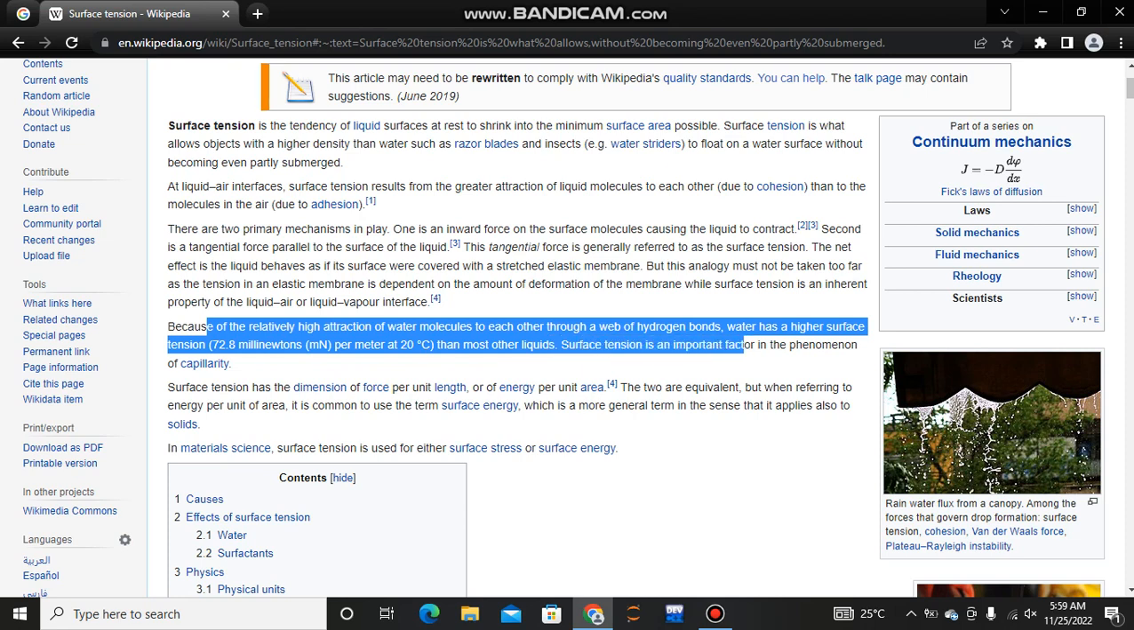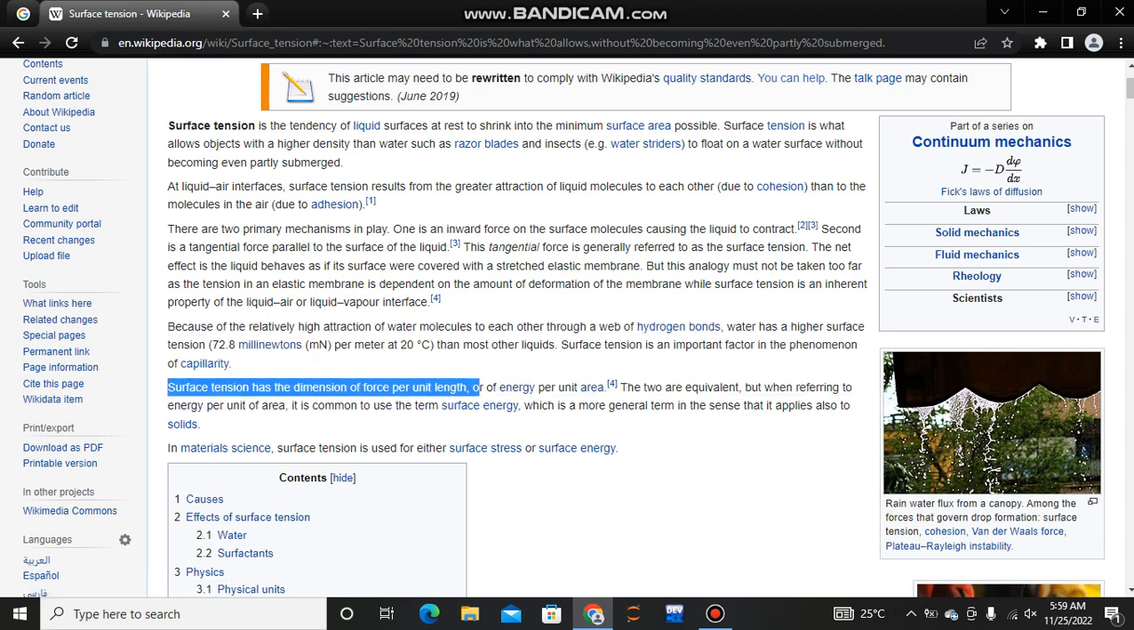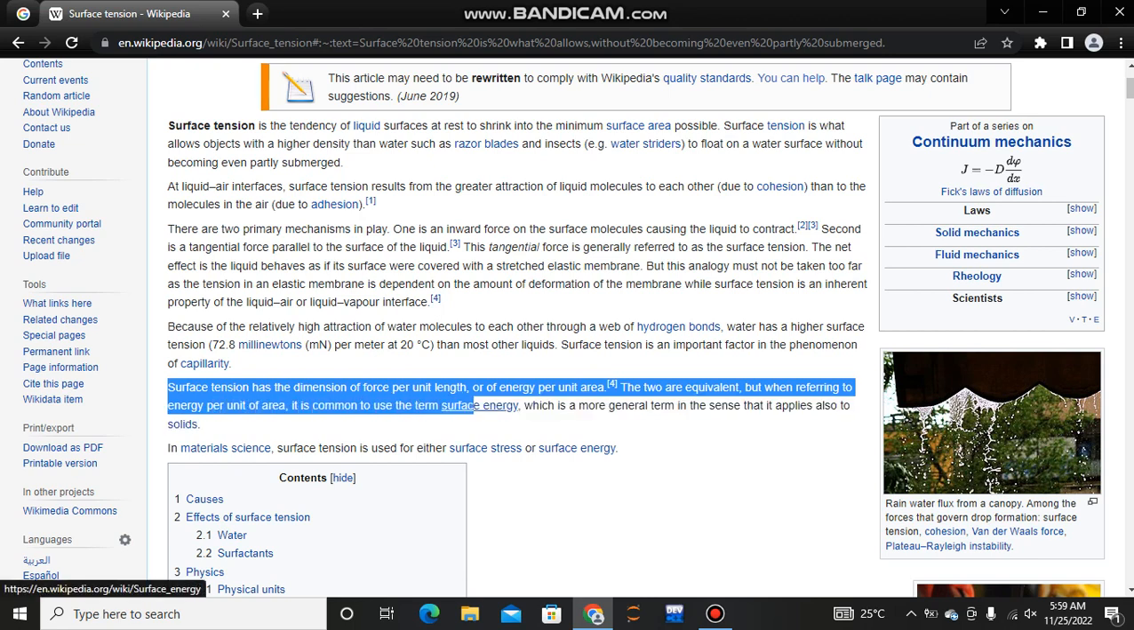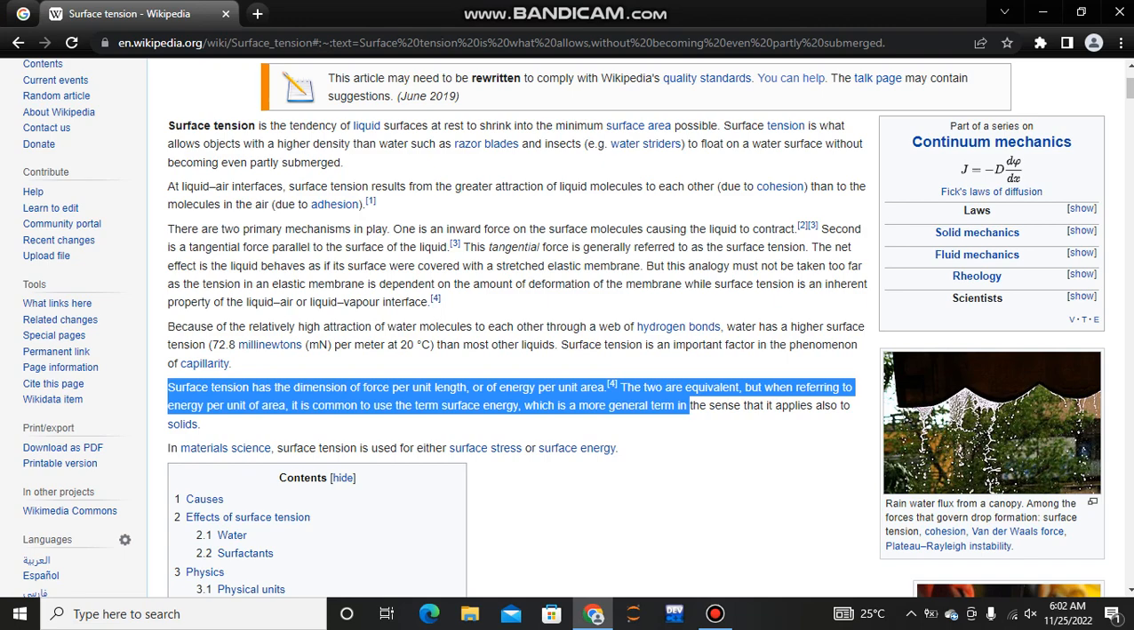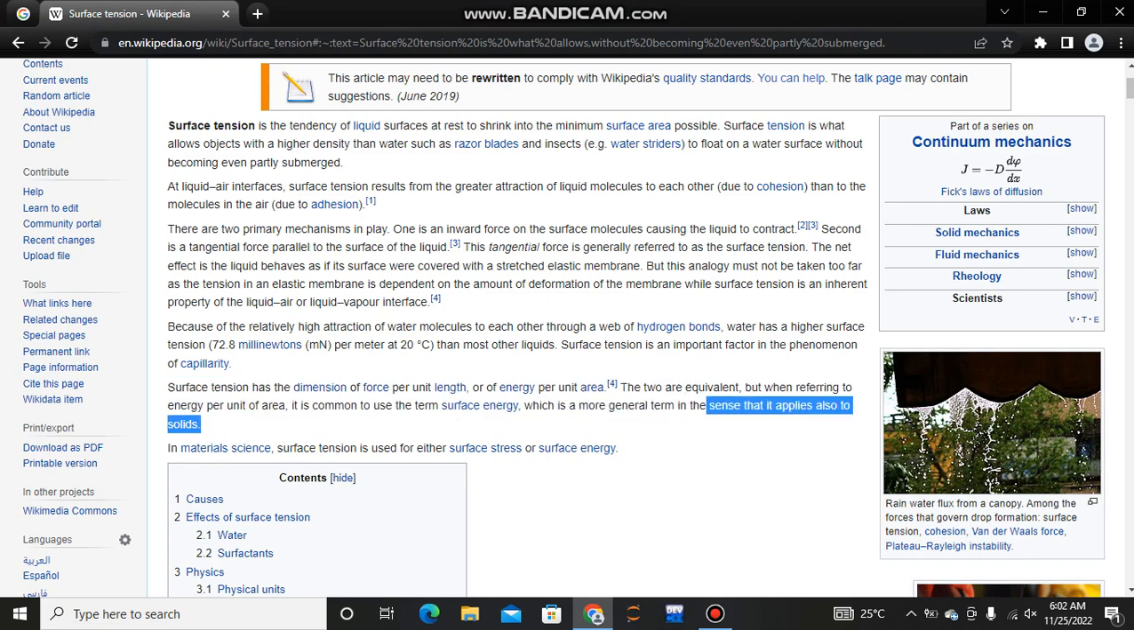Surface tension is an important factor in the phenomenon of capillarity. Surface tension has the dimension of force per unit length, or of energy per unit area. The two are equivalent, but when referring to energy per unit area, it is common to use the term surface energy, which is a more general term, in the sense that it applies also to solids.